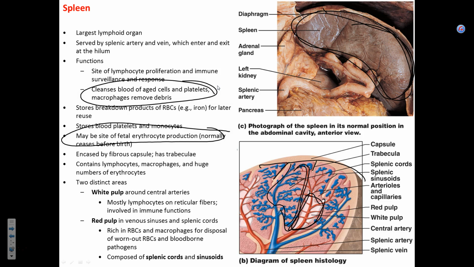Oh, by the way, what type of capillaries are you going to find in this spleen? There are three types: continuous, fenestrated, sinusoid. Sinusoid. Why? A lot of exchange between the blood. You have to get all red blood cells and take them into the red pulp, right?